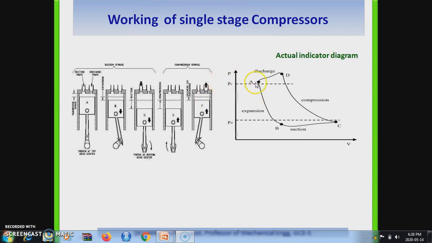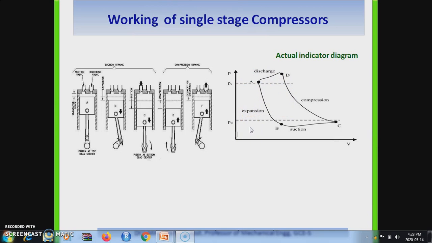So next is the actual indicated diagram. The total area of the actual indicated diagram represents the actual work of the compressor on the gas or air. So the areas above P2 and below P1 represent the work done because of the pressure drop through the valve or port passages. It is called the valve losses.